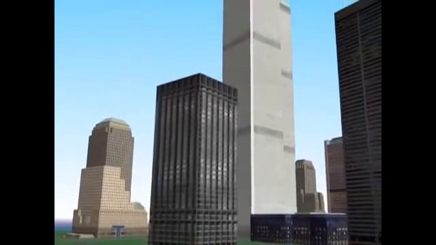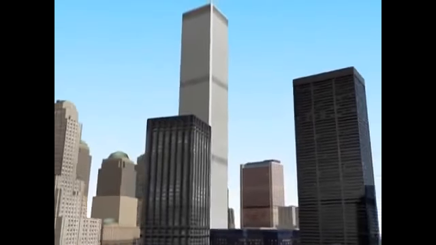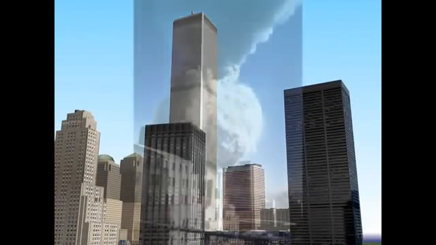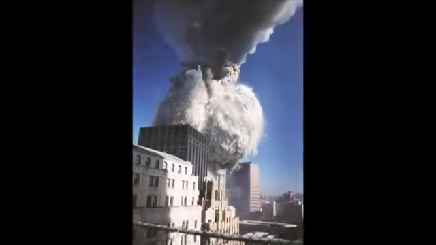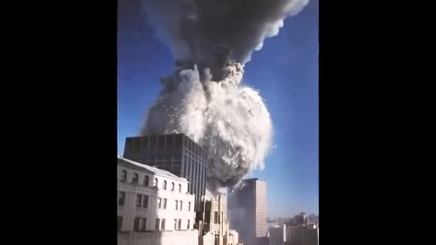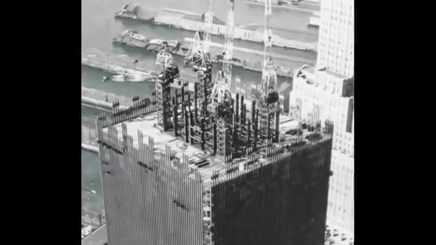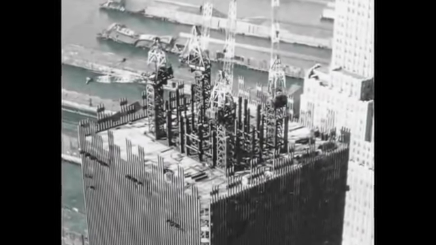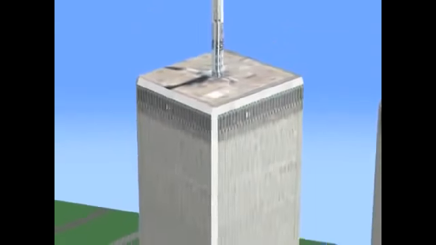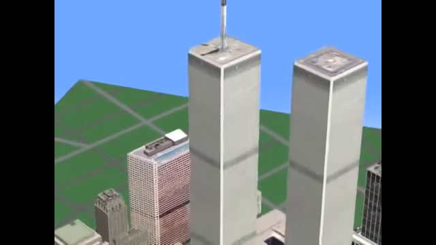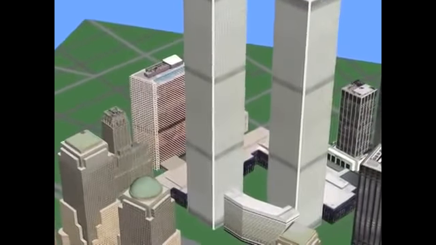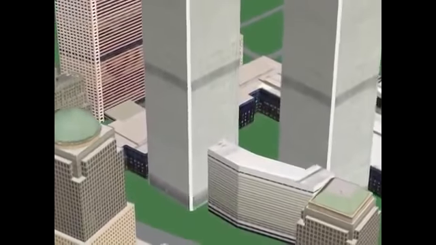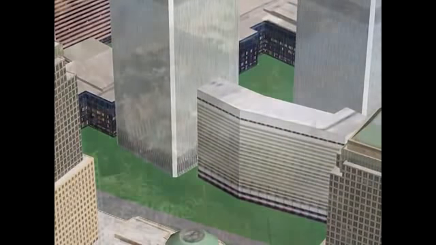Banker's Trust is 40 stories, so we're missing 60 or 70 stories of building, more than half of it. Where'd it go? Where are the towers?